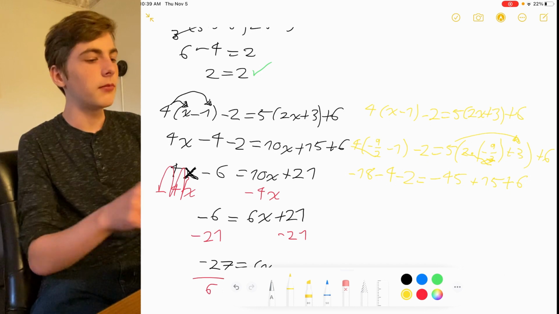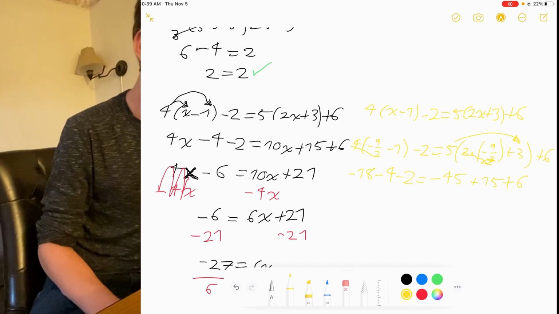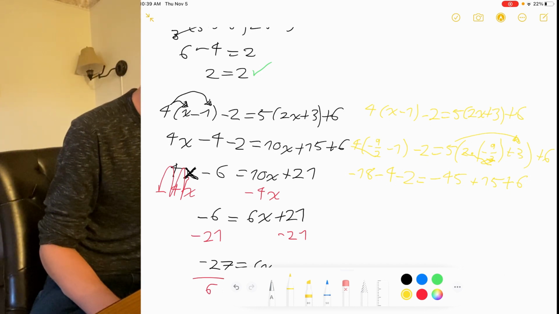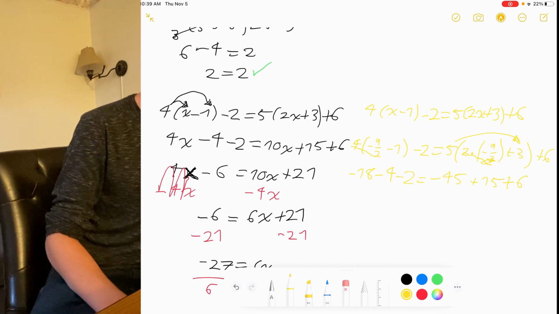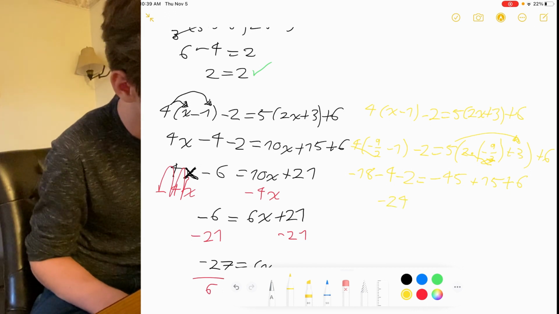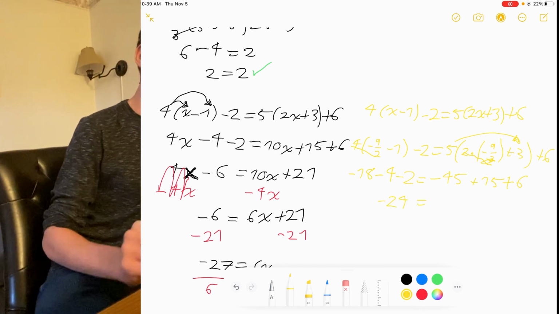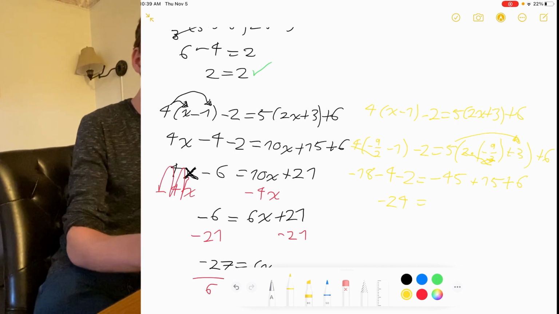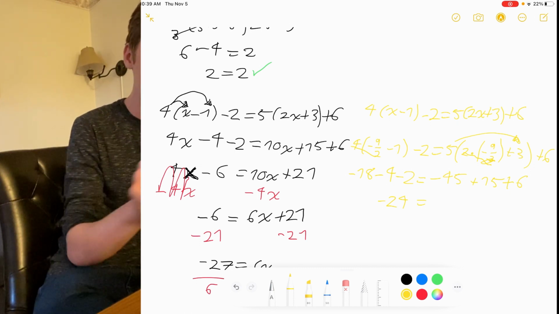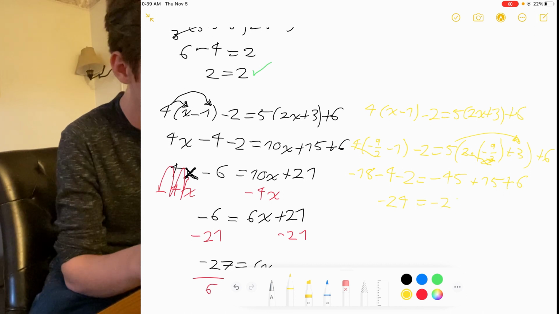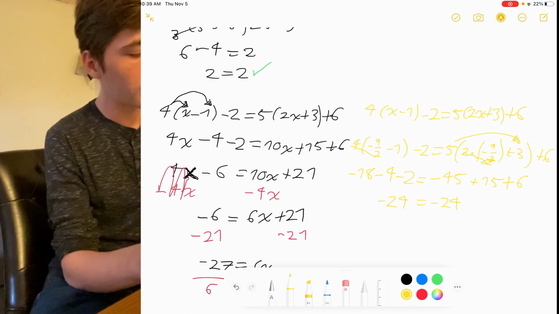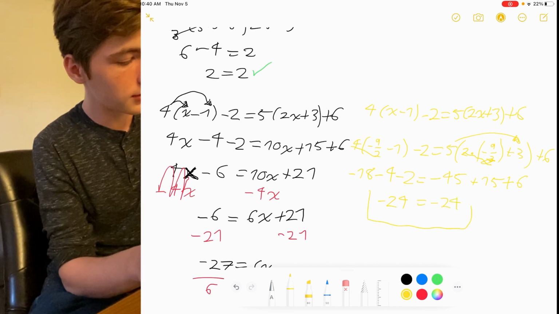Minus 18 minus 4 is minus 22. Minus 22 minus 2 is going to be minus 24. And then minus 45 plus 15, that's going to be minus 30. And minus 30 plus 6 is going to be minus 24 again. And so you see these are equal.